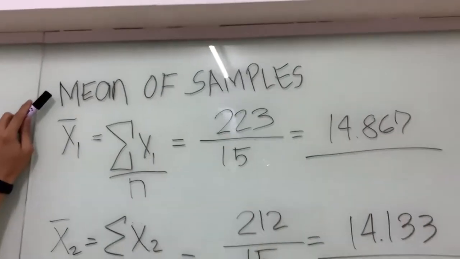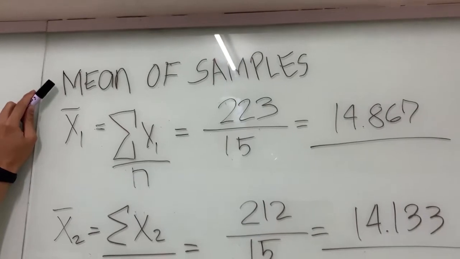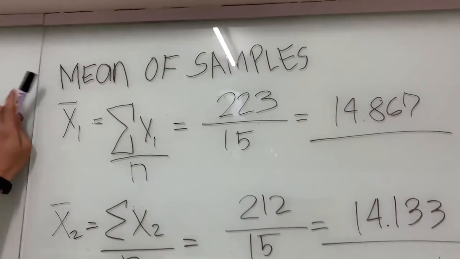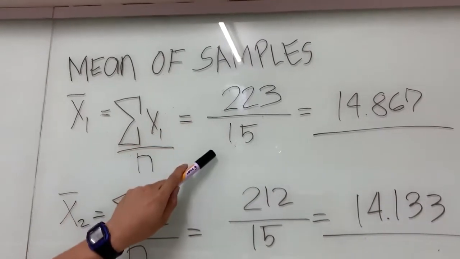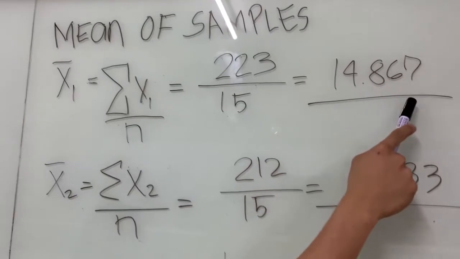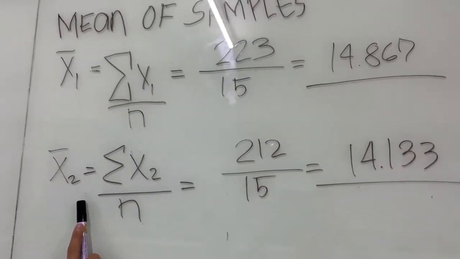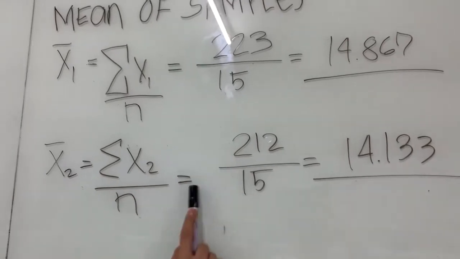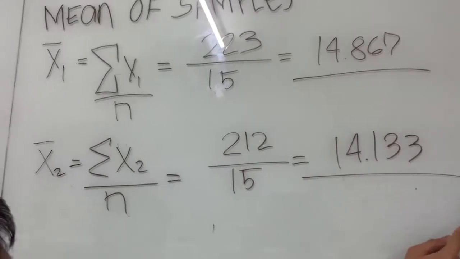We just have to input the results that we just computed on the formula that was given earlier. So for the mean score of the male variable, we will divide the sum of scores, 223, by its total number of scores, which is 15, and the mean would be 14.867. And for the mean score of the female variable, we will divide the sum of scores, 212, by its total number of scores, which is 15, and the mean would be 14.133.